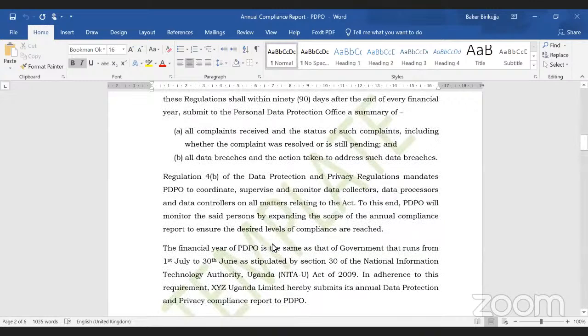So we included other areas, your registration status, and other audits that you may have conducted, as you'll see as we go along.